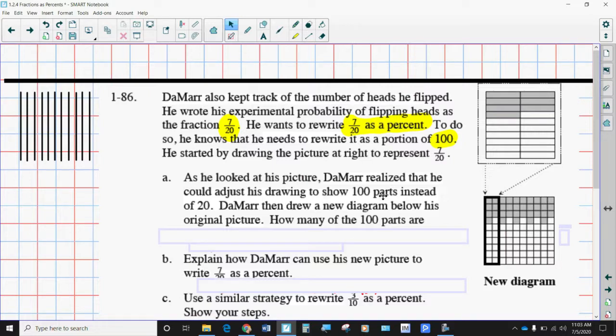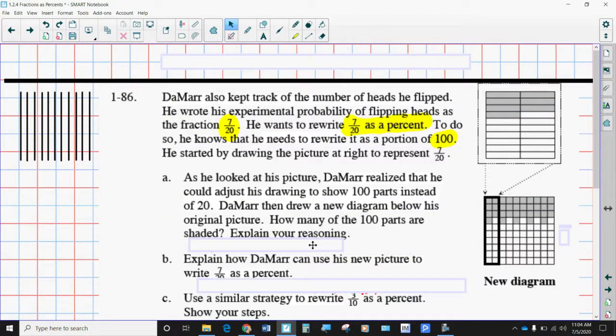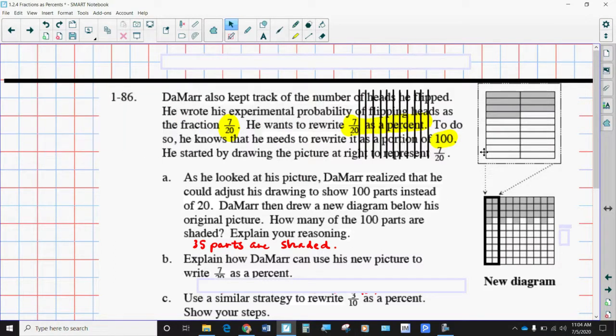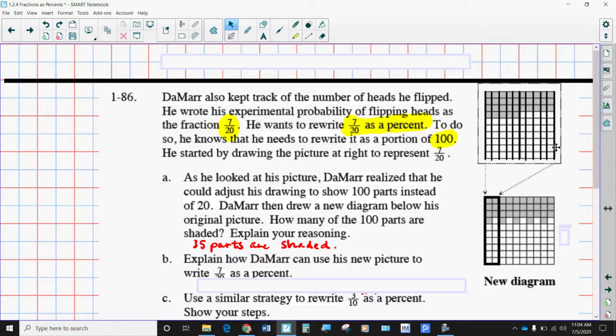So how many total parts are shaded in all of this? We've got a total of 35 parts that are shaded, right? So you got 10, 20, 30, 31, 32, 33, 34, 35. Now, if I bring this over, you still show that there's 35 out of 100 that have been shaded in, right?